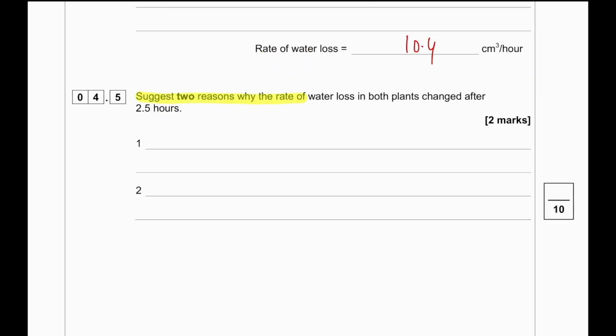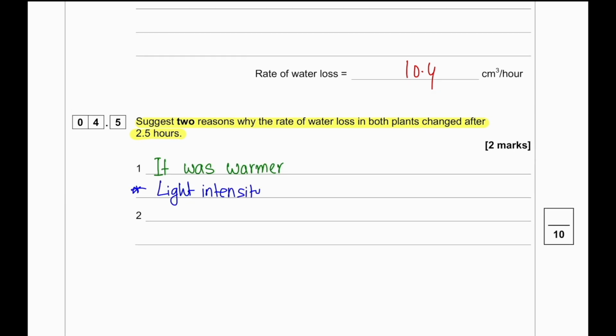Suggest two reasons why the rate of water loss in both plants changed after 2.5 hours. So the rate increased because it is warmer, light intensity was higher, and the other added point that we can write is that the rate increased because it was less humid or it was windier.